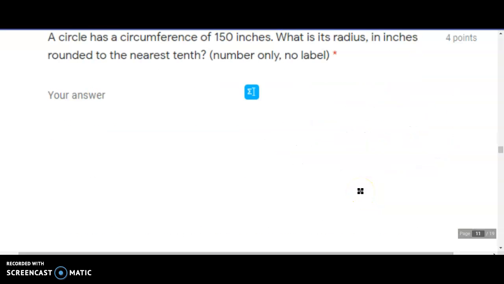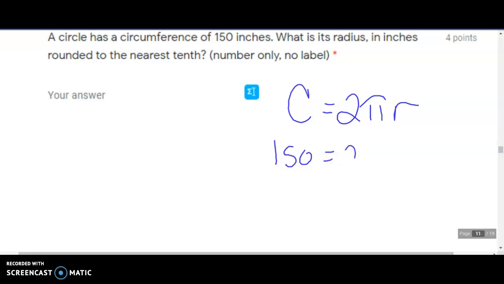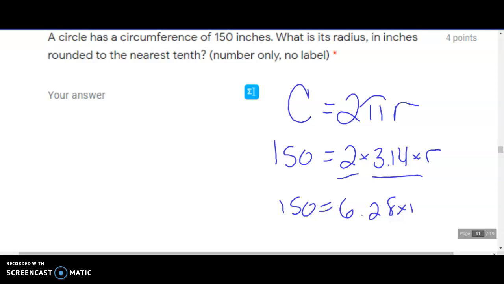Okay? A circle has a circumference of 150 inches. What is the radius? So we're talking about circumference, and we're talking about radius. So we're going to use this formula. The circumference is 150. 2 times 3.14 times r, which we don't know, but we can do 2 times 3.14 first. And we get 150 equals 6.28 times r.